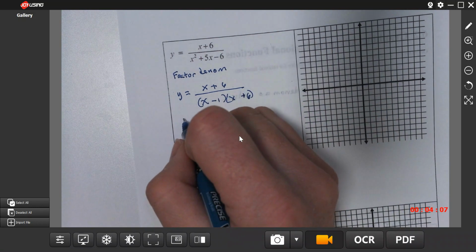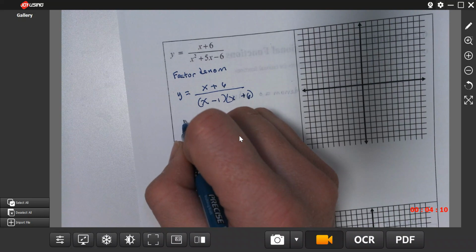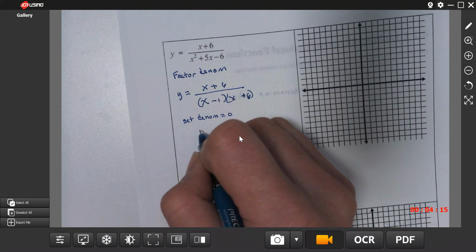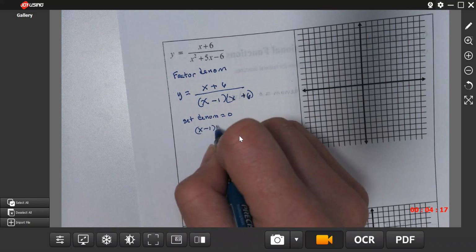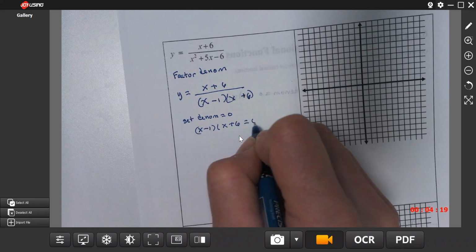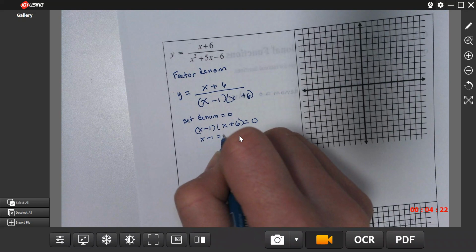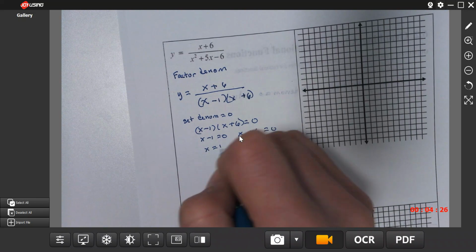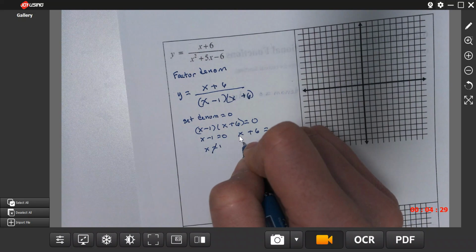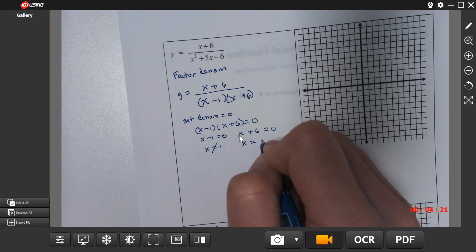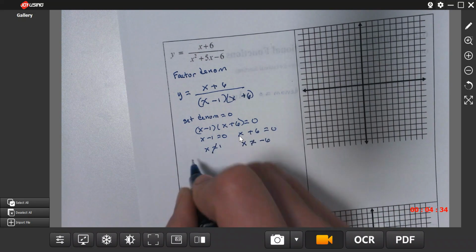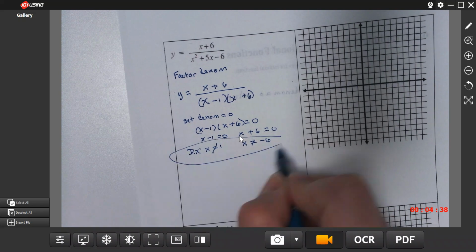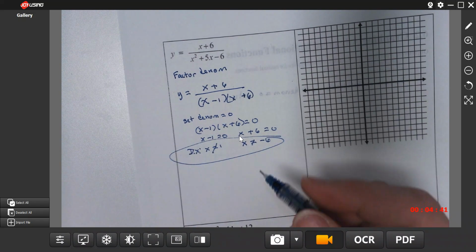And now, just like we talked about, we're going to set the denominator equal to 0. So x minus 1 times x plus 6 equals 0. Set each factor equal to 0. So this gives me x equals 1, but it's actually x cannot equal 1 because the denominator cannot be 0. And x equals negative 6, so again it's actually x cannot be negative 6. So the domain is x such that it is not 1 and not negative 6.